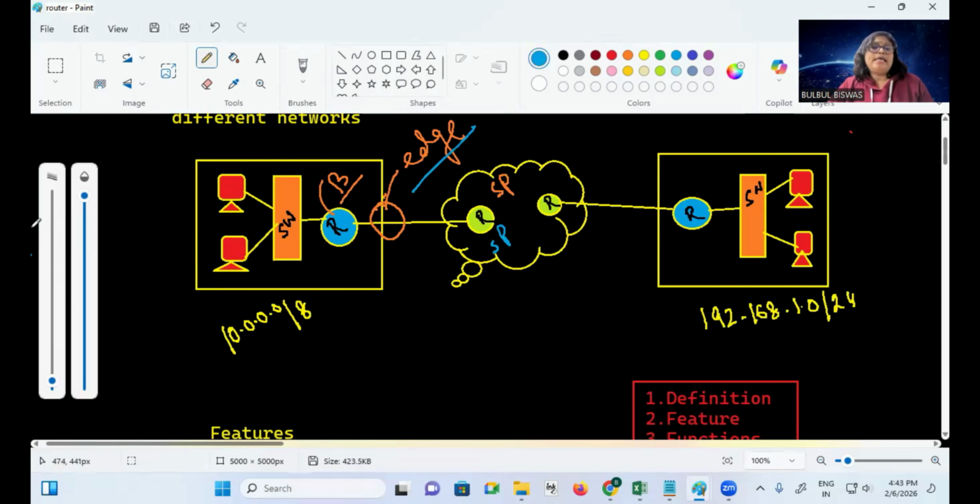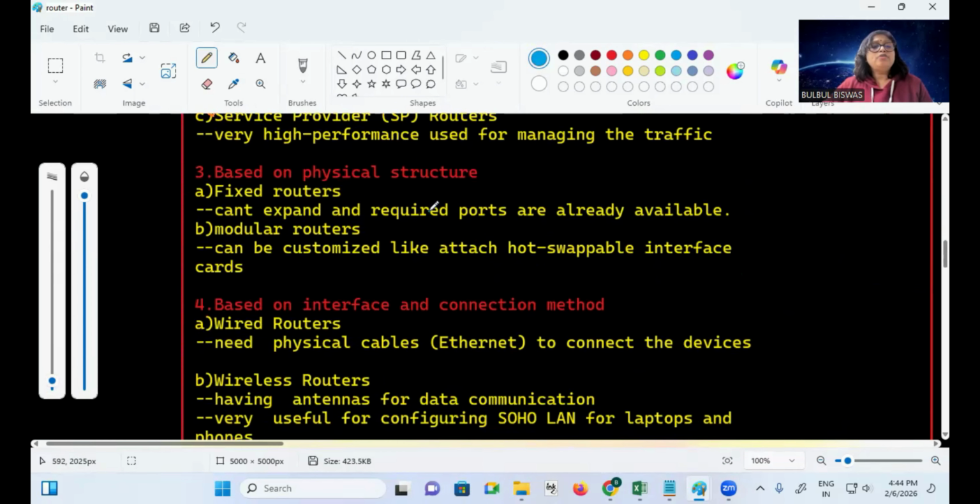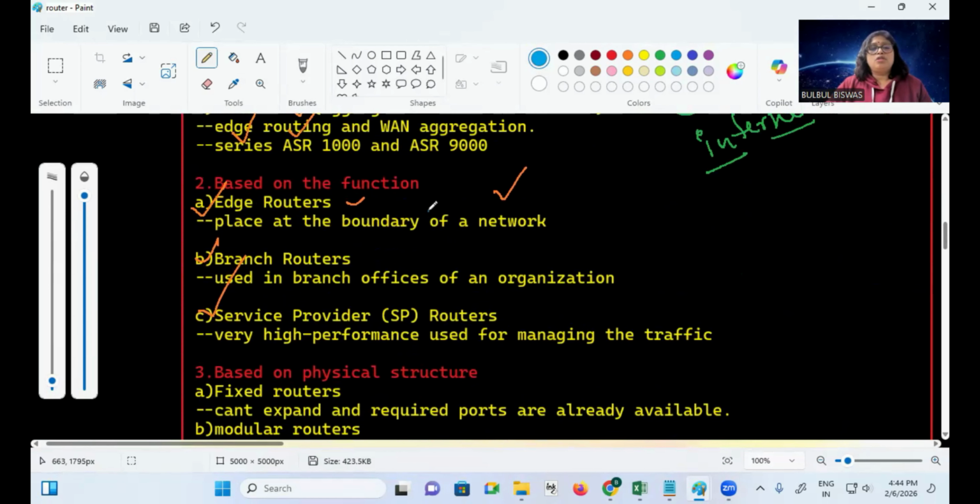In general, for the branch router we are using the ISR router. If it is a very big organization, then the edge router may be the ASR router, or if it is a medium size organization, we can use the ISR router also as the edge router. But of course, on the service provider side, maximum are ASR routers. Am I clear? So the branch router is used in branch offices, and the service provider router is what the ISPs are using, and maximum time always remember these are ASR routers.